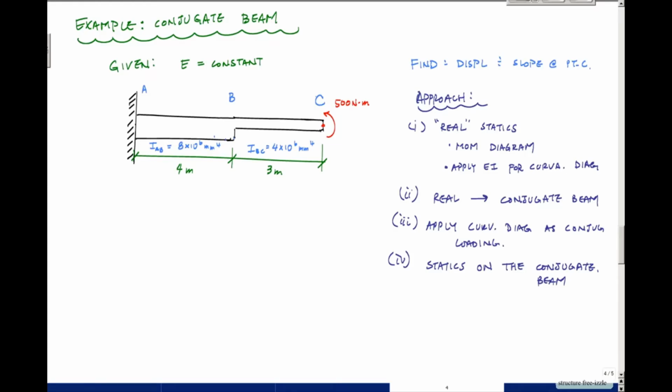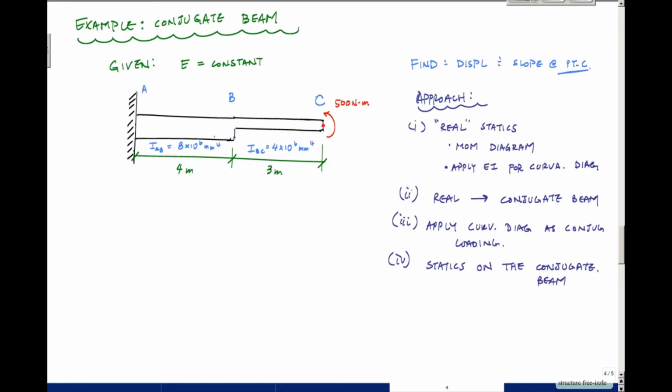Here is a conjugate beam example. We've got this cantilever beam that has an E that's constant, so you can say it's steel or something. The moment of inertia of AB is 8 times 10 to the 6 millimeters to the fourth for 4 meters, and the moment of inertia of segment BC is 4 times 10 to the 6. We have this concentrated moment applied at C. It's fixed at A. What we'd like to do is calculate the displacement and slope at point C over here, and we're going to apply the conjugate beam method for this.